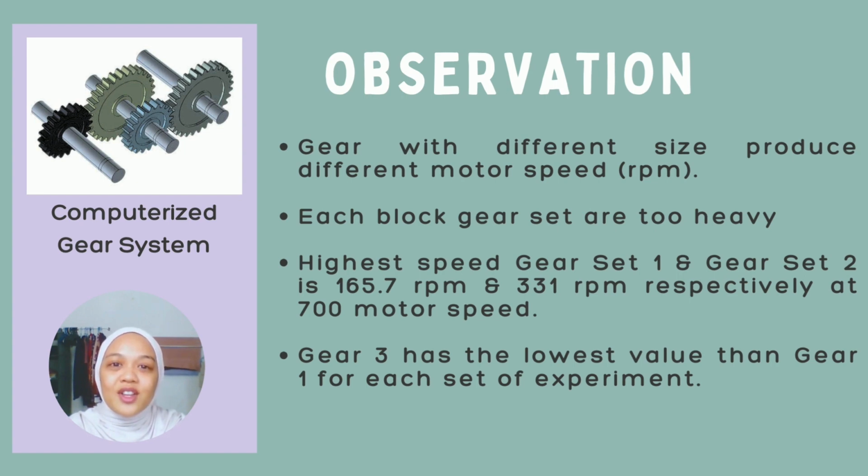The observation of the computerized gear system is that gears with different sizes produce different motor speeds in revolutions per minute. Each block of gear, which is the same size gear and different size gear, is too heavy. The higher speeds for gear set 1 and gear set 2 are 165.7 and 331 revolutions per minute, respectively, at 700 speed of motor. Gear 3 has the lowest value compared to Gear 1 for each set of experiment.